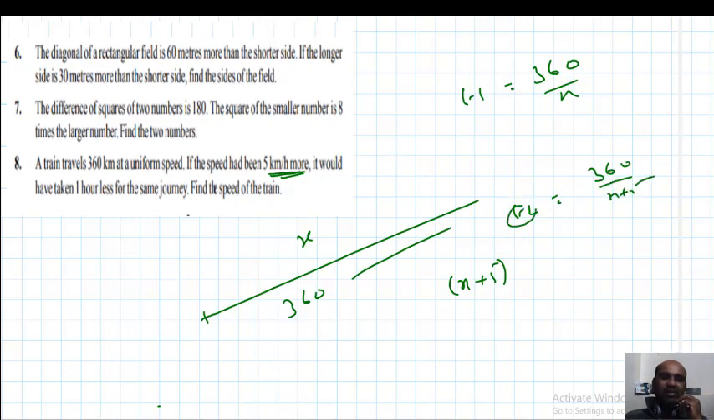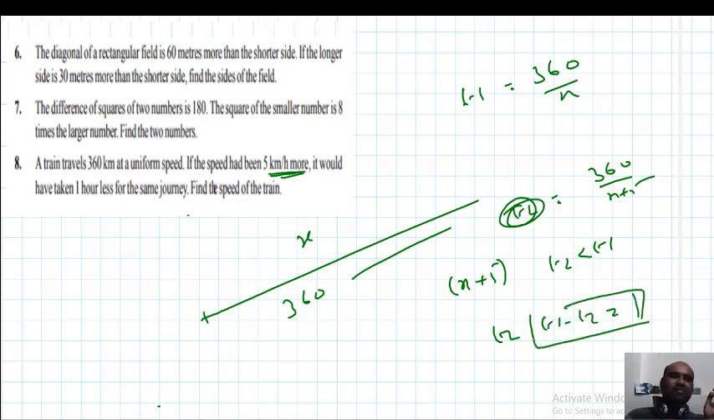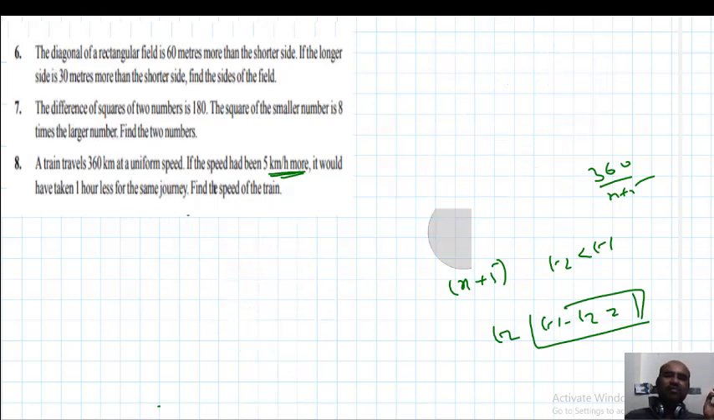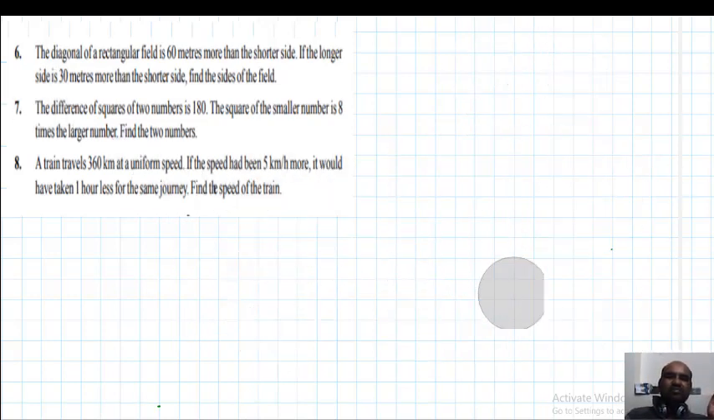Automatically, this should be lesser than the first one, because of more speed. So T2 should be lesser than T1 only. According to the problem, it is 1 hour less for the journey. What is the meaning of that? T1 − T2 = 1 hour. From this, you can find the value of x. That is not a big problem. I want to write the steps for this problem.